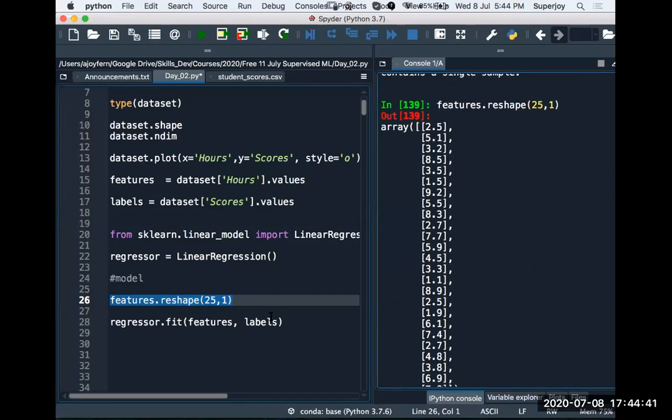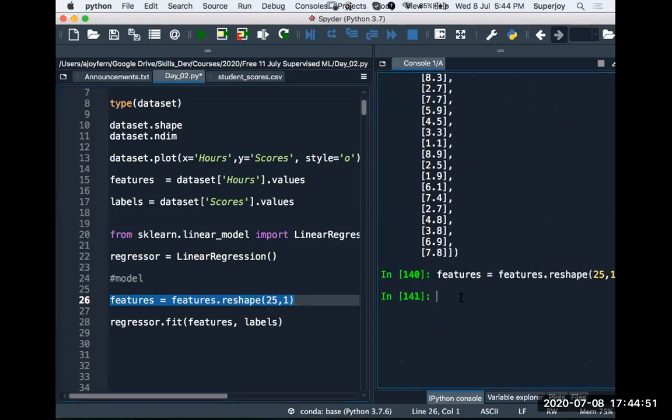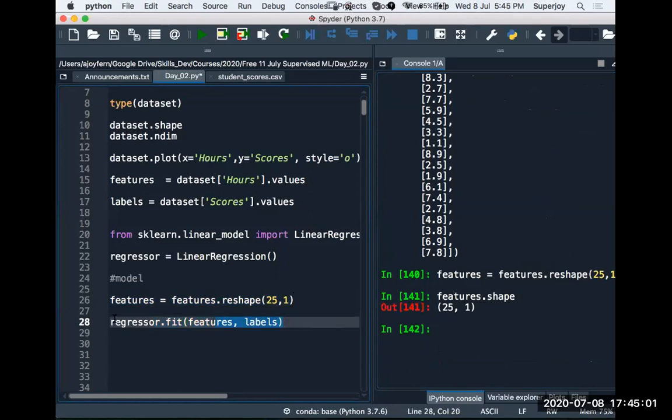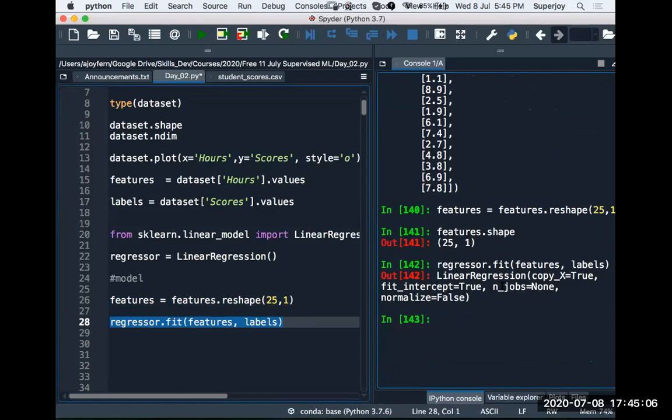Okay. So now we assigned it back to features itself. Now, can we check the shape of our features? See this, guys, it is (25, 1). Can we call fit again now? Because the issue has been fixed, we should be able to fit the model now. Yes, it worked, guys. The problem was that the data was 1D. We converted the data using reshape, and now the model has been fit.